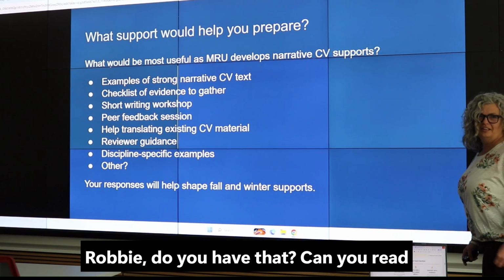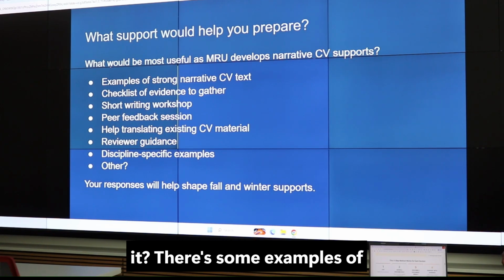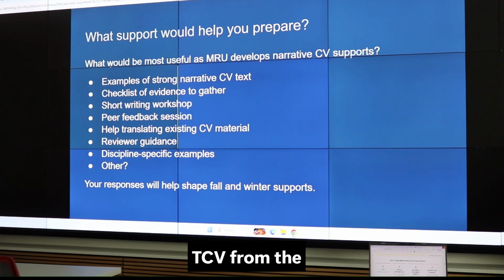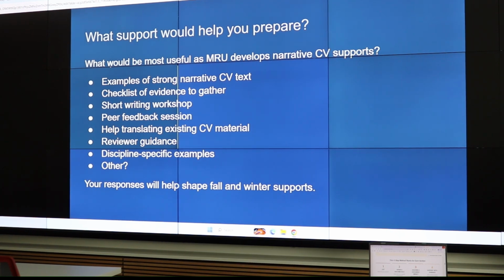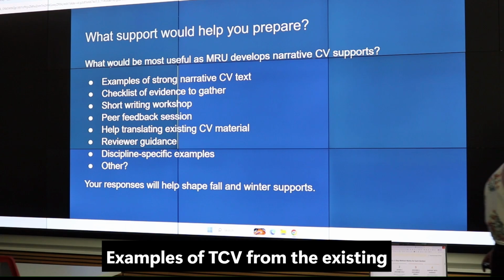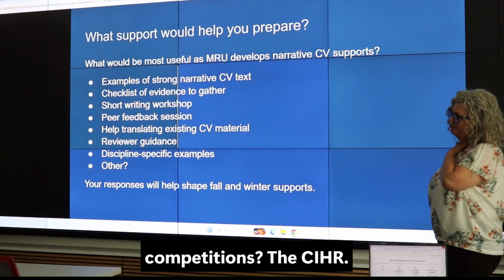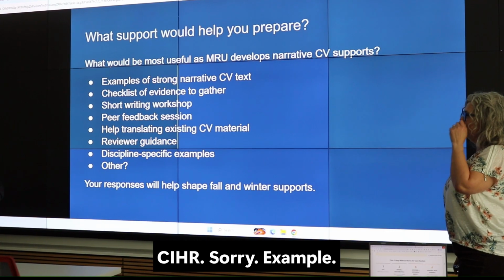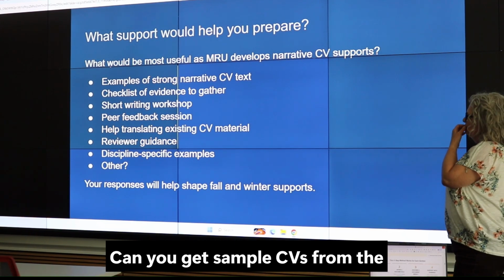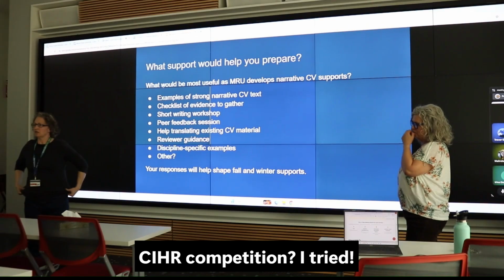Robbie, do you have that? Can you read it? It says, "Some examples of the TCV from the CIHR competitions." Examples of TCV from the existing competitions. The CIHR. Sorry. Can you get sample CVs from the CIHR competitions?